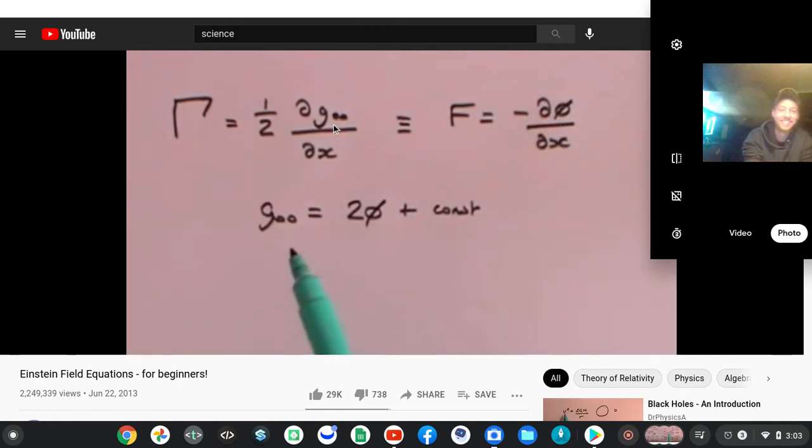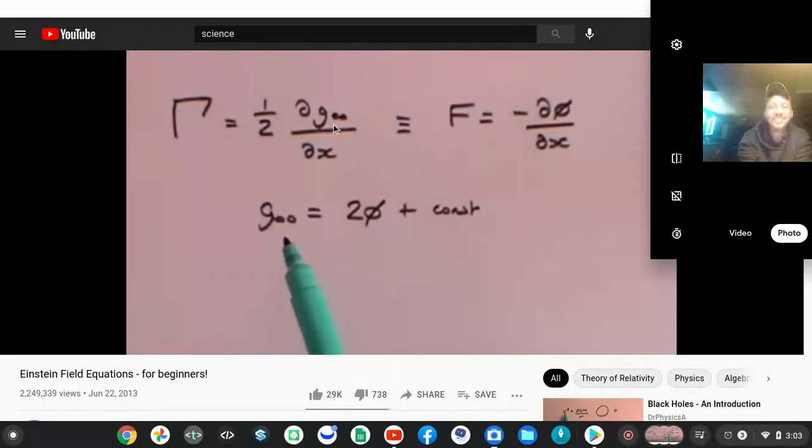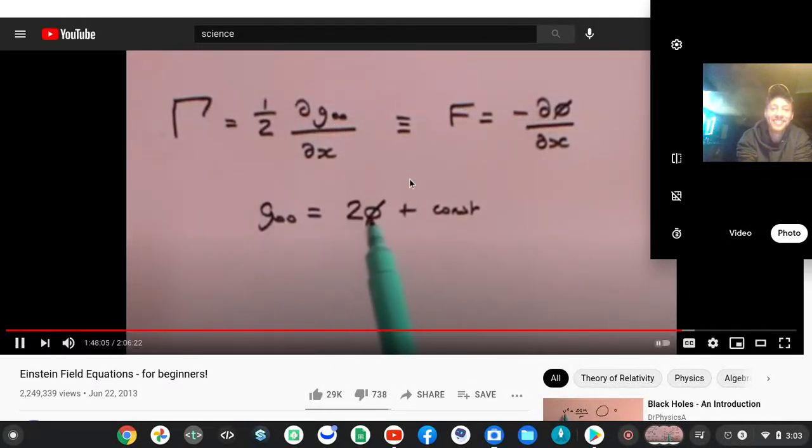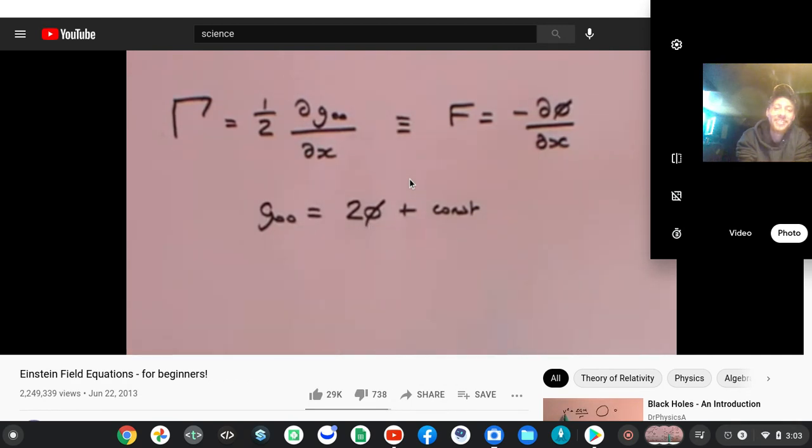Equate those two terms. Essentially, the time value of the metric tensor is equal to 2 times the potential energy plus a constant.